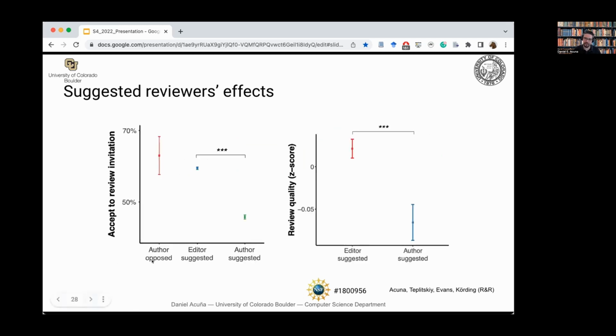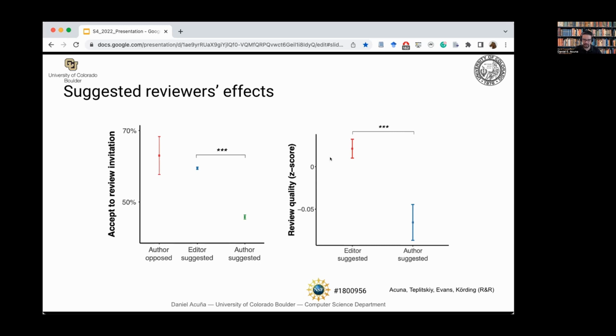The other thing that we looked at is how likely these different groups of reviewers are to accept a paper, and how they affect the timing, basically. So are they really good? If you suggest a reviewer, are they really going to say yes faster than if the editor is inviting someone? And we actually see the opposite. We see that the author-suggested reviewers reject invitations more often. So in a sense, they delay the review process, because they reject and the editor wastes time inviting them.